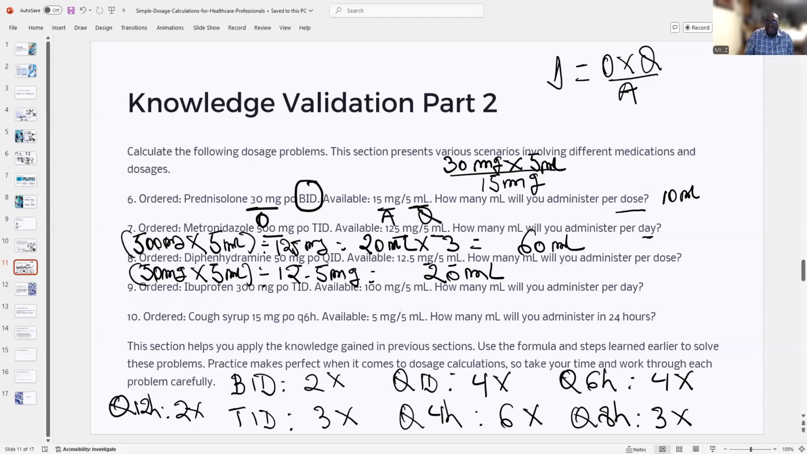Let's look at number 9. We are solving per day. All right, go ahead and do number 9 for me. I'm going to do a timer. Remember, number 9 and 10, you are solving per day. Same thing per day, and in 24 hours, that's the same thing. Let's go, 30 seconds.